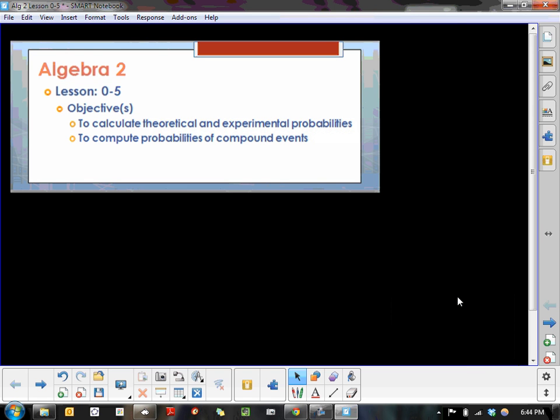Lesson 05 has two objectives. We're going to piggyback off some ideas that we did in our counting methods, but we're going to continue on with that and expand that idea to do two things: to calculate the theoretical and experimental probabilities, and secondly, to compute probabilities of compound events. So this is about calculating probabilities, not just simply counting how many events can occur.